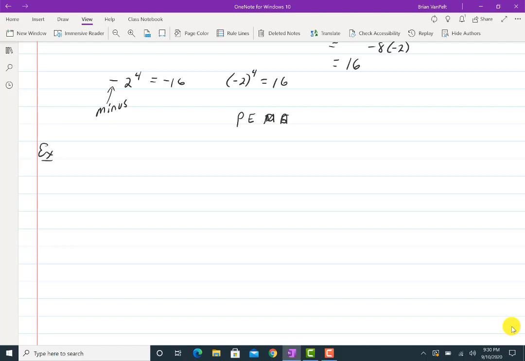So I'll start with 3 squared plus 5 squared. Here you have exponents and addition, so you would simply do the exponents first. 3 to the second, 3 times 3 is 9. 5 times 5 is 25, and together you get 34.